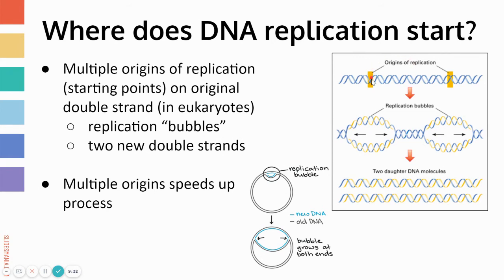And so we're going to start here and open up a bubble, open up the two strands in both those places. And then we'll go out from those bubbles in both directions. And eventually they'll meet in the middle. And then this whole chunk of DNA will be replicated, right? So the end result is that we're going to get two new pieces of DNA that are both double stranded. And the whole point of this is to speed up the process by introducing these multiple bubbles, multiple origins.